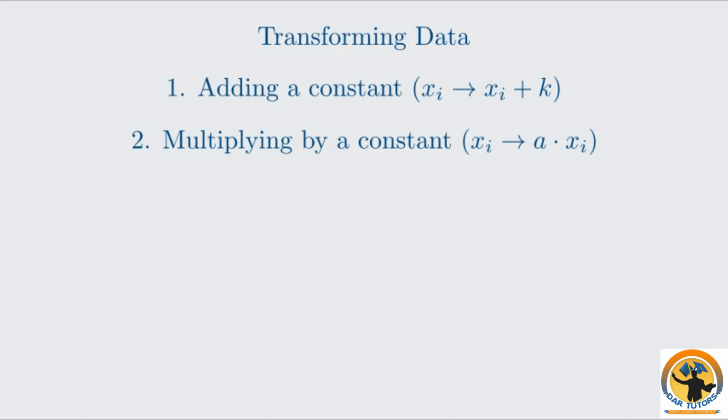The mean is a measure of center. If every value shifts up by k, the center of the data should also shift up by k. So the new mean would be the old mean plus k. This is an intuitive result.